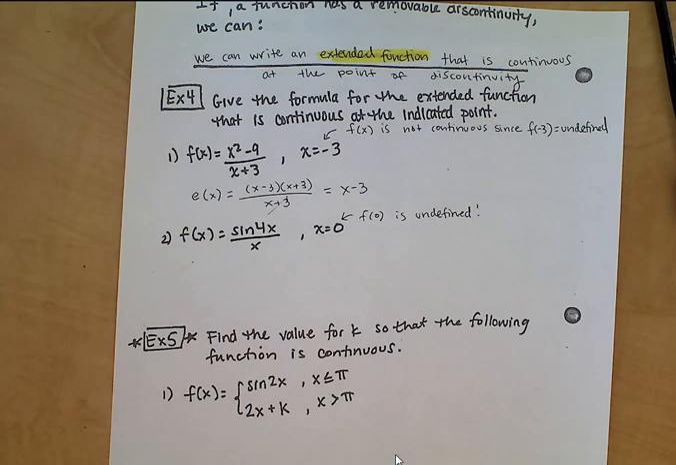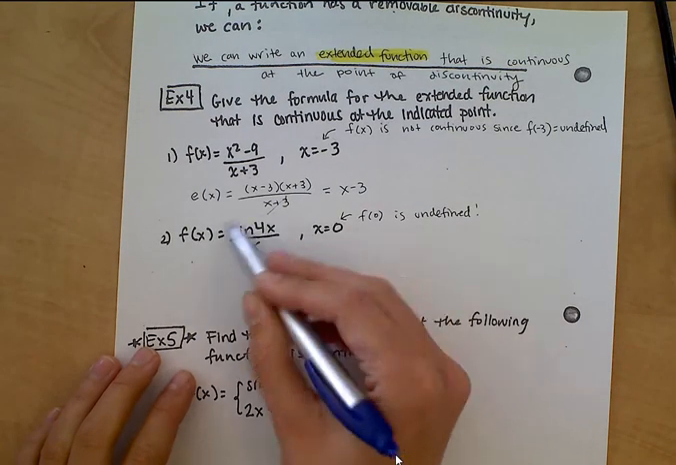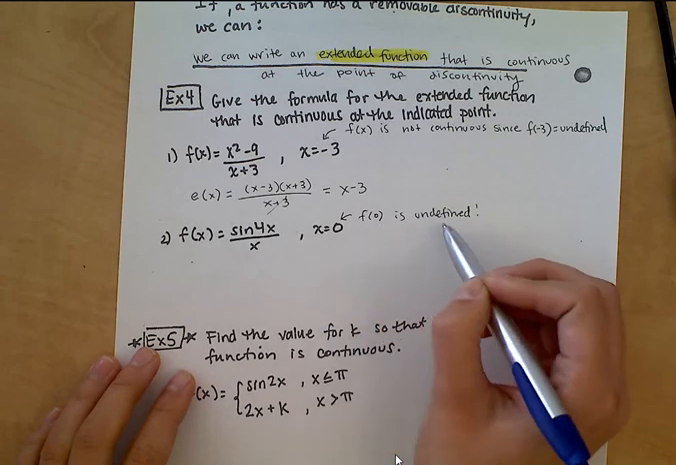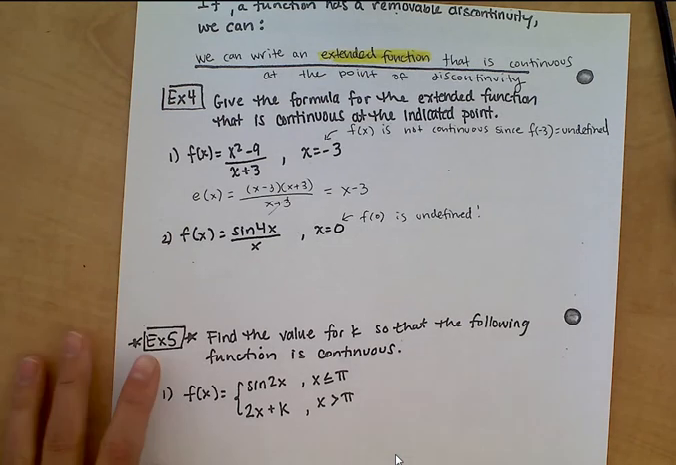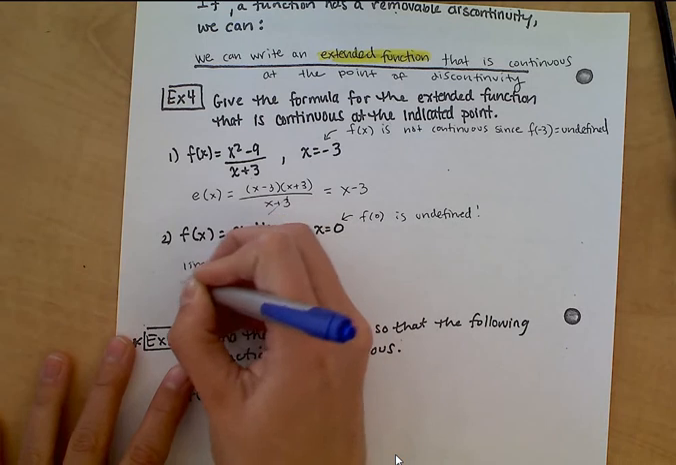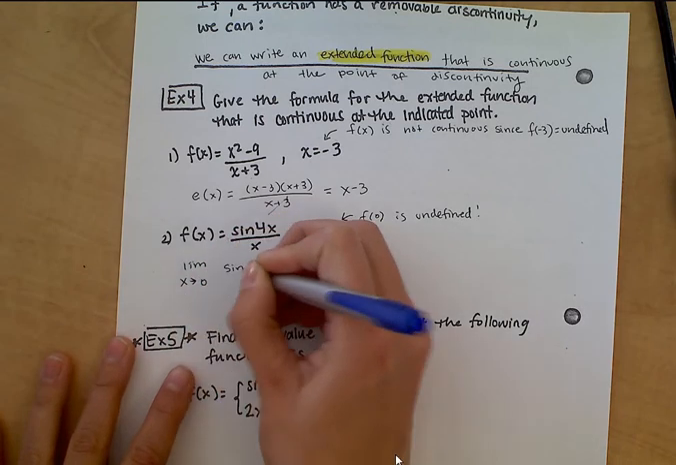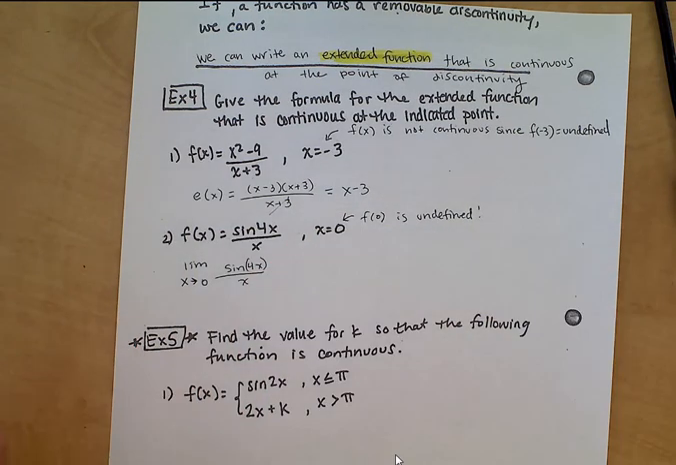So what we would need to do is figure out what hole we need to fill. We need to figure out what is the value of that hole. So we know that f of 0 is undefined, but we want to know what f of 0 should be to fill the hole. And the way that we're going to do that is we're going to figure out the limit as x approaches 0 of sine of 4x over x. Okay? So this will tell me where the hole is and what value the hole should be.